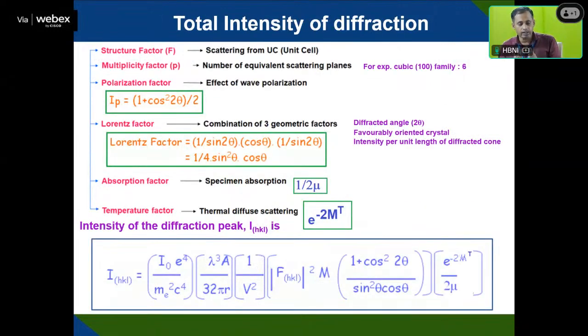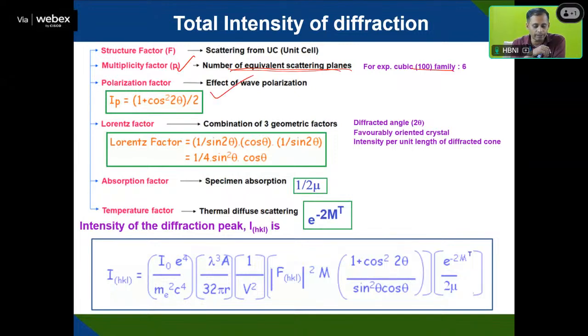The total intensity of the diffraction, in addition to the structure factor, has other contributing factors. One is the multiplicity factor. We already discussed the scattering factor, and now the multiplicity: the number of equivalent scattering planes. For the 100 plane, there are 6 planes, like 100, 001, and -100 in a cubic system. Depending on those planes, the number of equivalent scatterings, the multiplicity, comes into the picture.